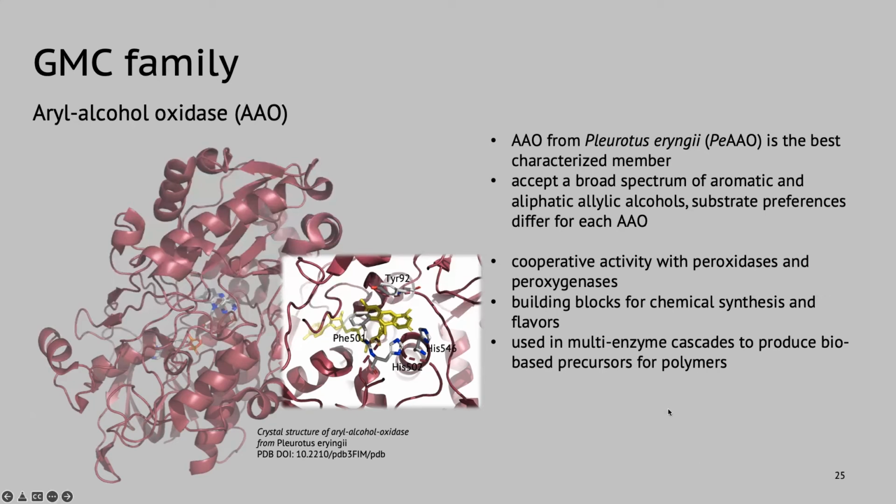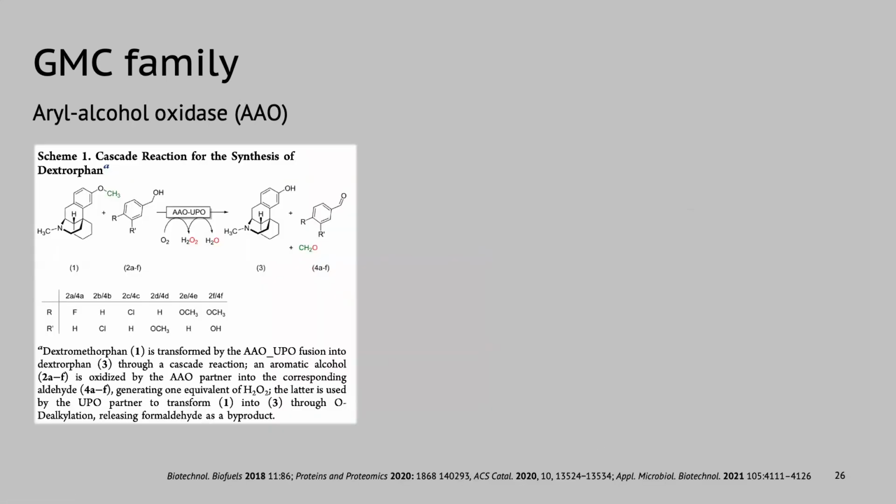Aryl alcohol oxidases are used to support reactions catalyzed by peroxidases and peroxygenases. They're used for building blocks for chemical synthesis and flavors, also photosynthesis. And they are used in multi-enzyme cascades to produce bio-based precursors for polymers. And I've got some examples.